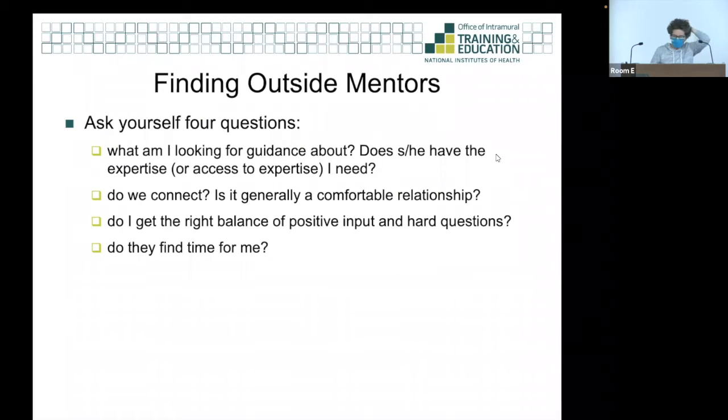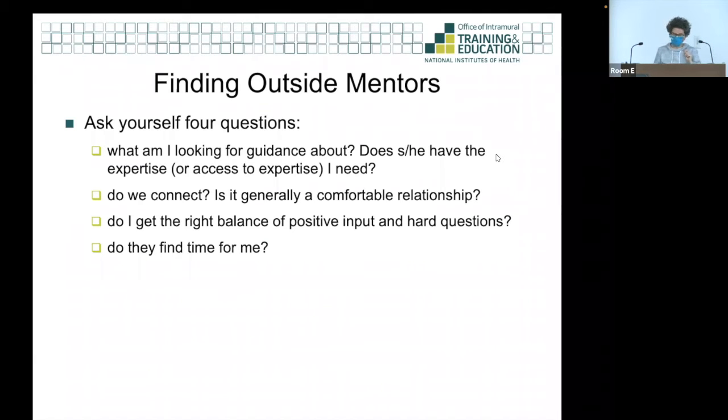The first one, in advance, is: what do I need guidance about? Who has the expertise that I need, or access to expertise? Maybe they're really good to talk generally about careers, but if I want to talk about industry careers, maybe they'll just have to introduce me to people they know in industry. Are they generous with introductions? Do I think they have the expertise I need or access to it? So it's really important to define what you're looking for when you think about looking for mentors.